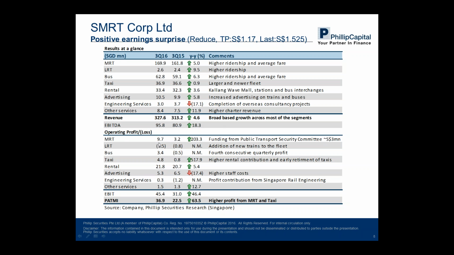For MRT, the EBIT grew by about 6 million. One of the biggest chunks came from a grant from the government, which is valued at about 3 million. So this is non-recurring in nature. The other component that helped to improve the EBIT for the MRT segment was the lower fuel cost.